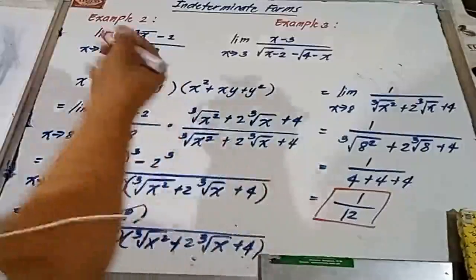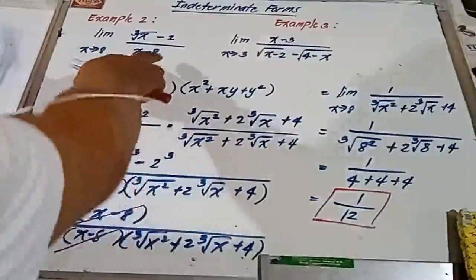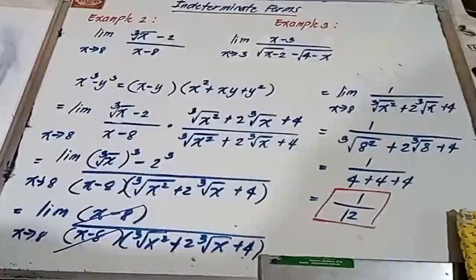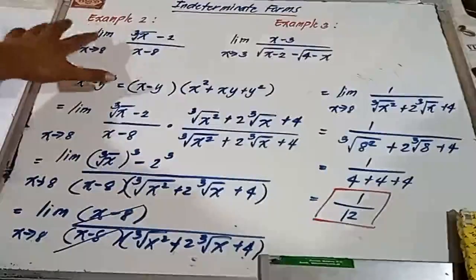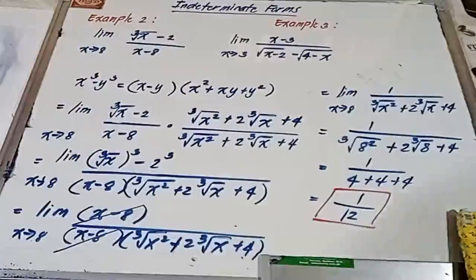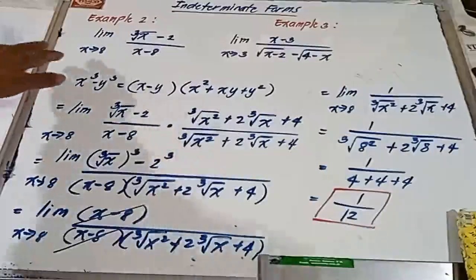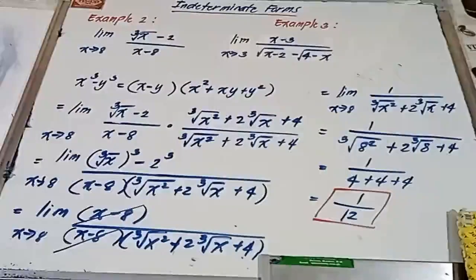Pero, pag grinap natin yan, may whole pa rin siya. Still, the function is not defined when x equals 8. But if x is approaching to 8, this function is approaching to a certain limit, and the limit is 1 over 12. So that is how to solve example number 2 na kung saan siya ay indeterminate form. Okay, so I'm going to give you the third example.